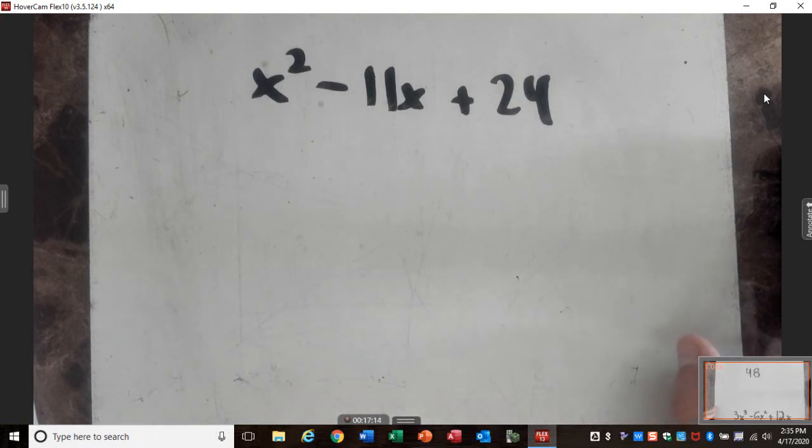I'll just have to play with this automatic focus here. Let's try that one. I hit a button. Let's just see if that works. I'm learning this hover cam.